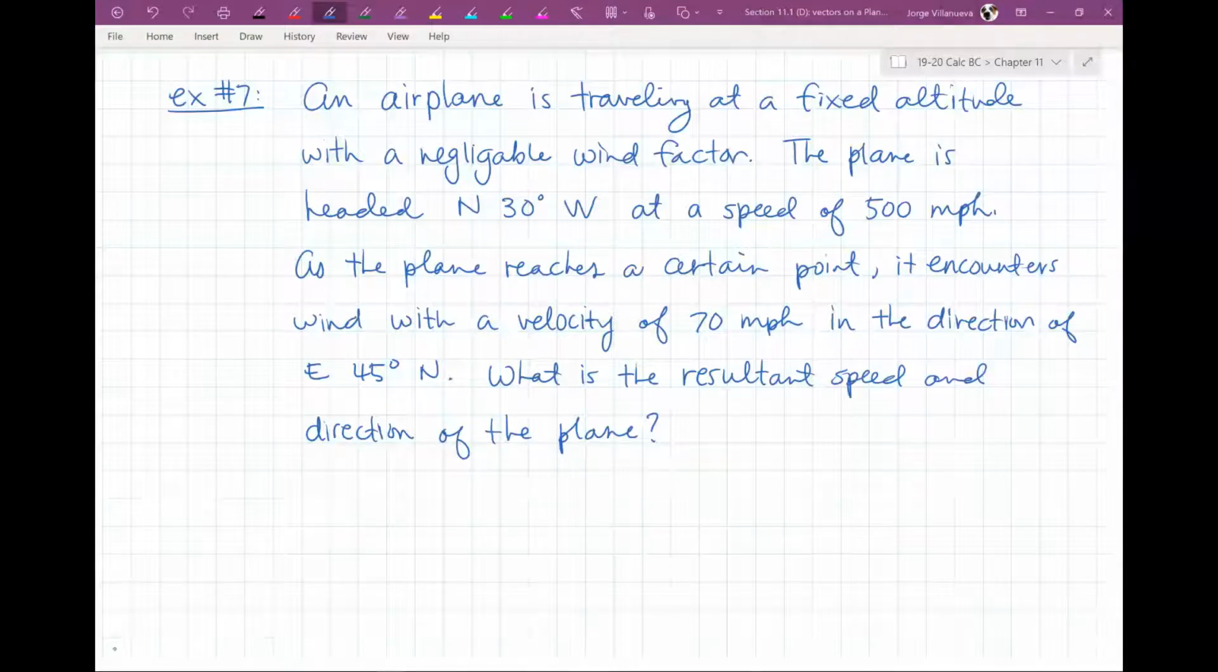It says an airplane is traveling at a fixed altitude with negligible wind factor. So at first, wind doesn't matter. They say the plane is headed north 30 degrees west. So again, you start at north and then you move 30 degrees to the left, right? That's to our west. So that's 120 degrees at a speed of 500 miles an hour. As the plane reaches a certain point, it encounters wind with a velocity of 70 miles per hour in the direction of east 45 degrees north. What is the resultant speed and direction of this plane?